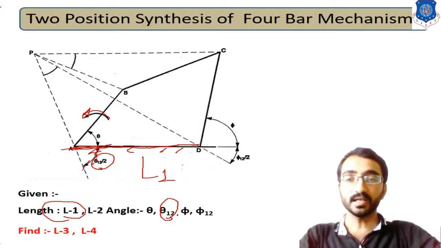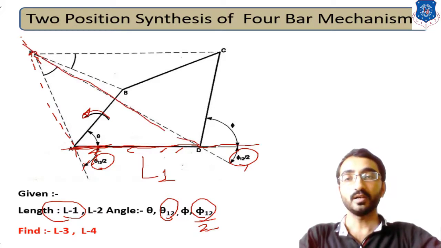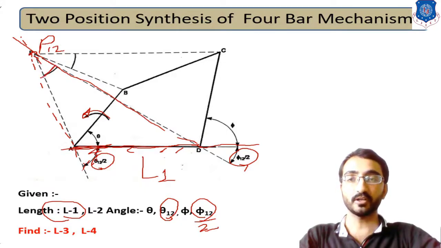After plotting theta 12 by 2 angle, we don't know the position of P initially. So similarly, from point D on the horizontal line, again put phi 12 by 2 as your reference angle with the horizontal, and this intersection will give you point P, the pole point for positions 1 and 2. Measure this angle for your reference, and consider this as your alpha angle.